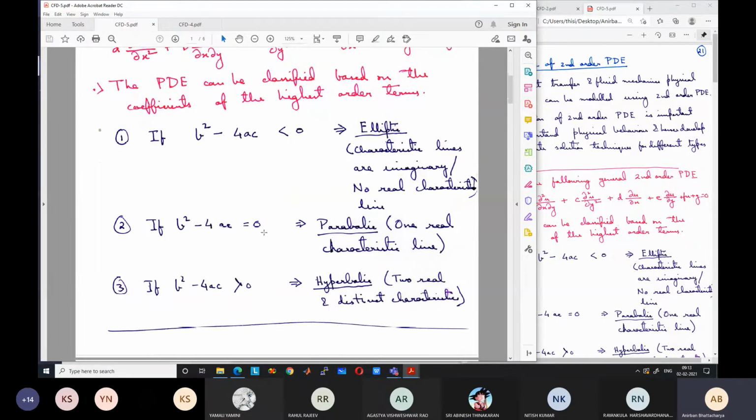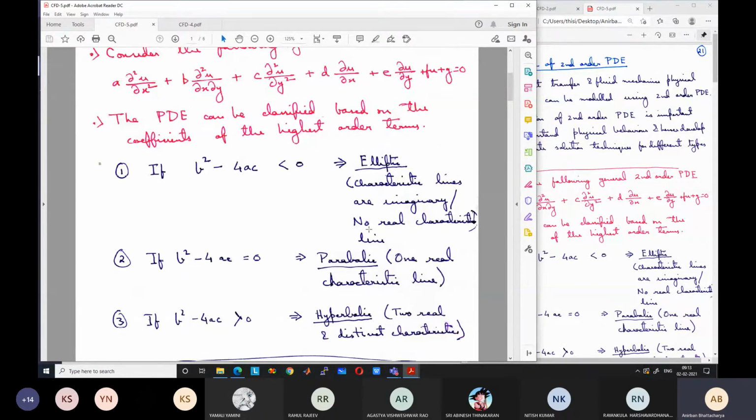Then if b square minus 4ac is equal to 0, the equation is called a parabolic equation, and there is one real characteristic line. I will describe what is a characteristic line in the next page, but at this moment please note that parabolic equations have only one real characteristic line, and for parabolic equations these coefficients are related such that b square minus 4ac is equal to 0. And if b square minus 4ac is positive, then we call the equation a hyperbolic equation, and hyperbolic equations have two real and distinct characteristic lines. Okay, two separate lines are there.